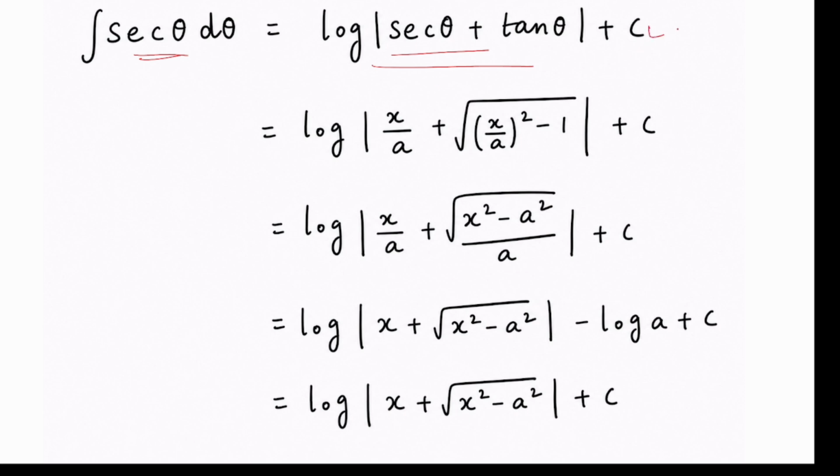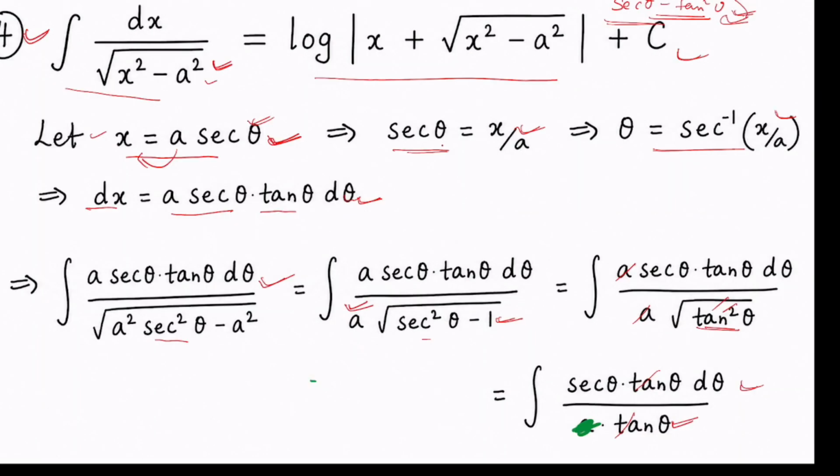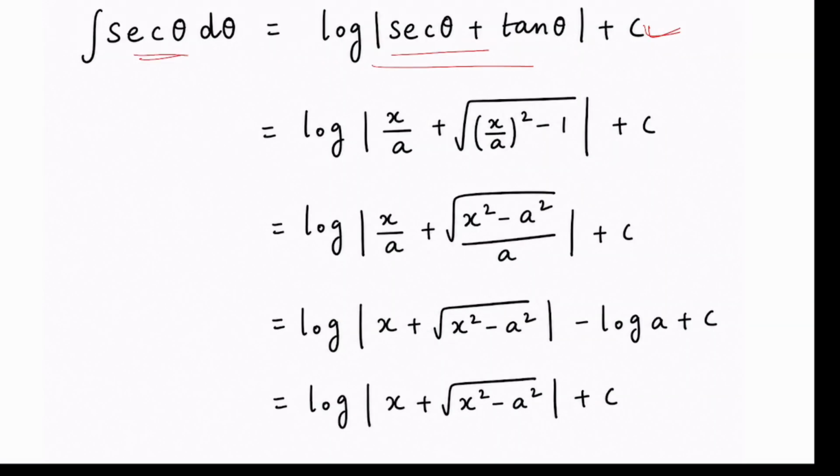This formula also I had explained in the previous video. I'll give the information about this also in the description box. Kindly go through it. Now since we have the formula secant theta is nothing but x by a, this I'm going to substitute here, so that I get this value. Next, tan theta we have to write in terms of x.